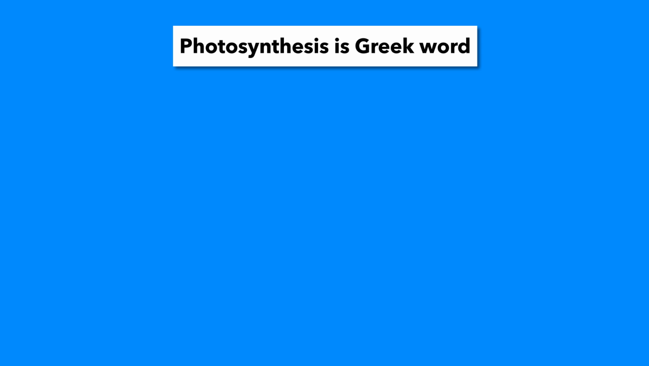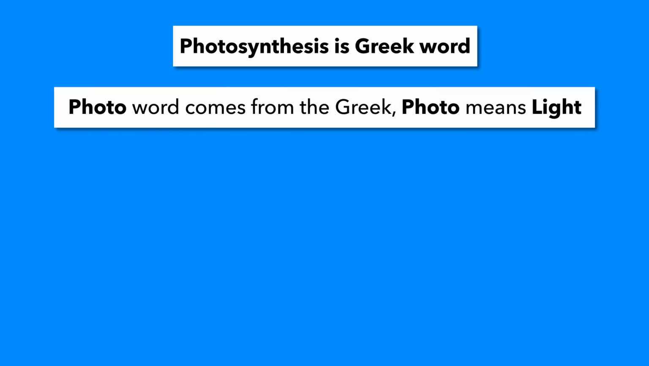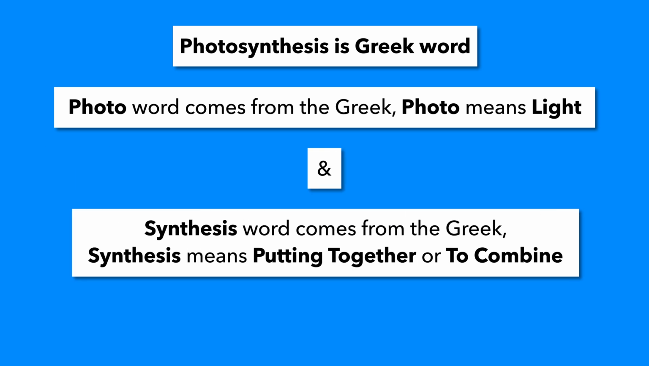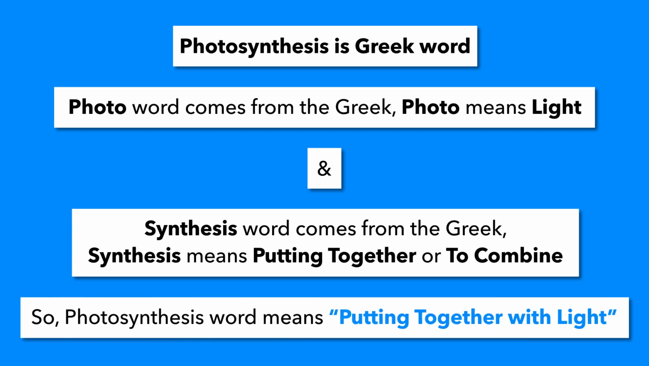Photosynthesis is a Greek word. The word photo comes from the Greek word photo, which means light, and the word synthesis comes from the Greek word synthesis, which means putting together, or to combine. So, the word photosynthesis means putting together with light.